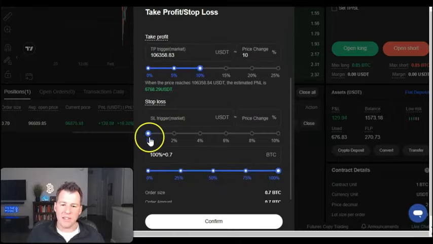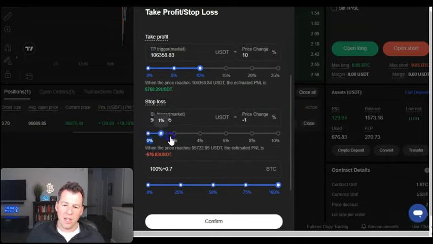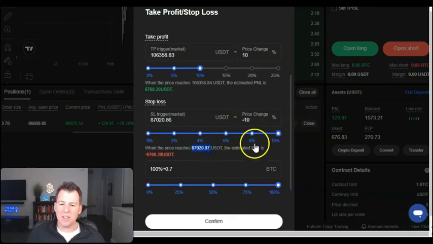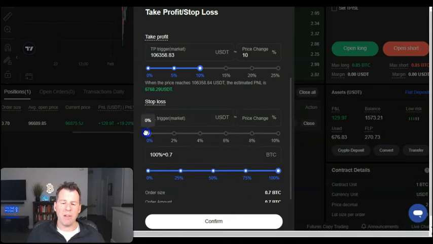Stop loss, you can again slide this trigger right here. So here we go. If BTC goes down to 94,000, cut my losses right there, close the position. If BTC goes down to 87,000, close my position there. I'm not really a big fan of that. I'll just wait until it hits the liquidation price since it's not really that high. So that tab is kind of irrelevant to me. So I'm going to hit confirm for the take profit.